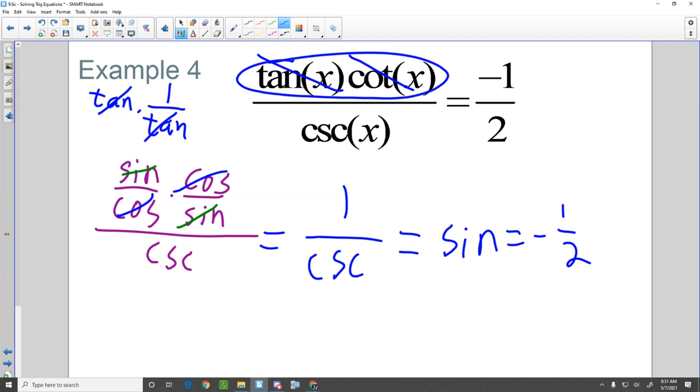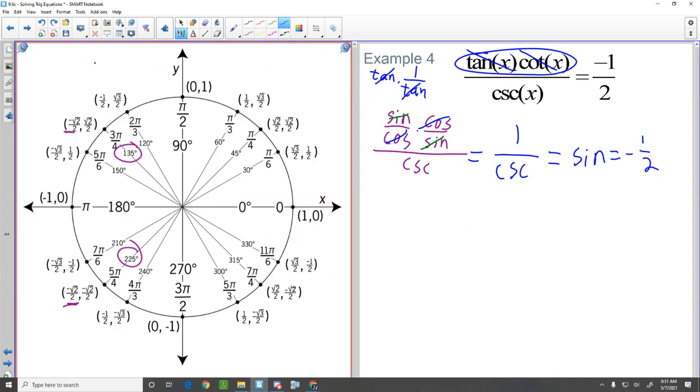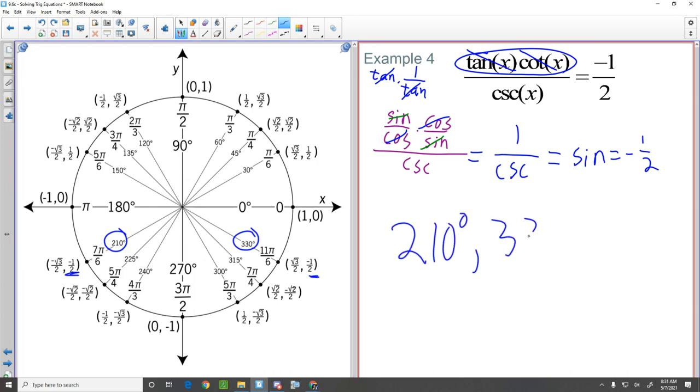So sine equals negative 1/2, checking out our unit circle. Sine, that's the y coordinate. So I'm looking at the bottom. Negative 1/2 for a y coordinate. I see one there, one there. So we're going with, I'd say, 210 degrees and 330 degrees. Anybody else? 210 and 330? Yes. Or 7 pi over 6 and 11 pi over 6. That's fantastic. Very good work, everybody.